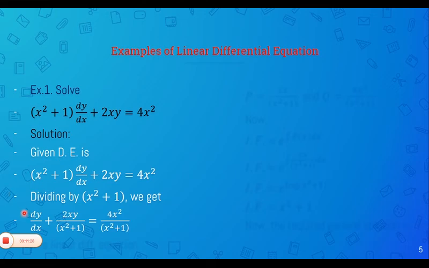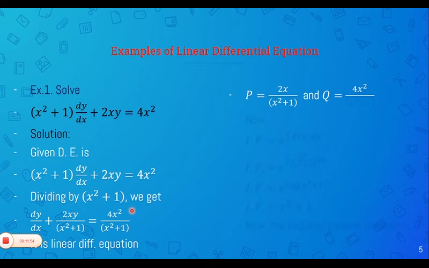See, the first term is dy by dx. The y variable is present here. Therefore, the coefficient of y, 2x upon x square plus 1, is nothing but our p, and the right hand side, which is a function of x only, is our q. So this is a linear differential equation, and equating with the original differential equation, we have got the values of p and q. Now using the value of p, we have to find the integrating factor.